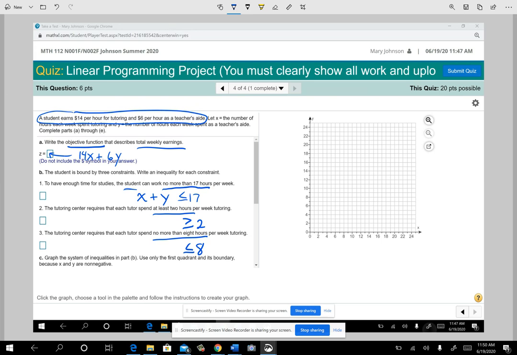Now, 2 and 3 only involve tutoring if you read it. The tutoring centers require that each tutor spend at least 2 hours per week tutoring. It's all just tutoring. And tutoring, up at the very beginning, was what X represented. So this should just be X greater than or equal to 2, and this should just be X less than or equal to 8. Okay? And when you graph things that are X equals, don't forget, those turn out to be vertical lines when you graph them. Okay? If all the X's are 2, you're going to be on a vertical line.